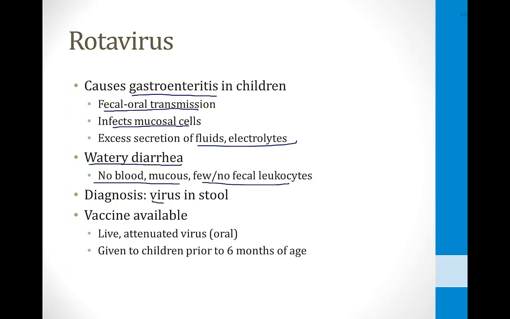You can diagnose it by finding the virus in the stool. There are a number of techniques available in the microlab to do this, and there is a vaccine for rotavirus. It's an oral vaccine. It's a live attenuated version of the virus, and this is given to children prior to 6 months of age to try and decrease the likelihood that there will be outbreaks of rotavirus.